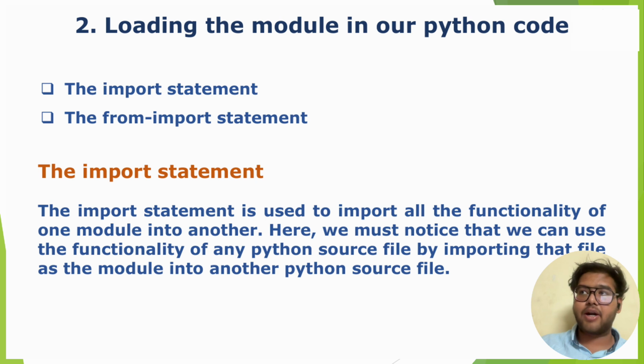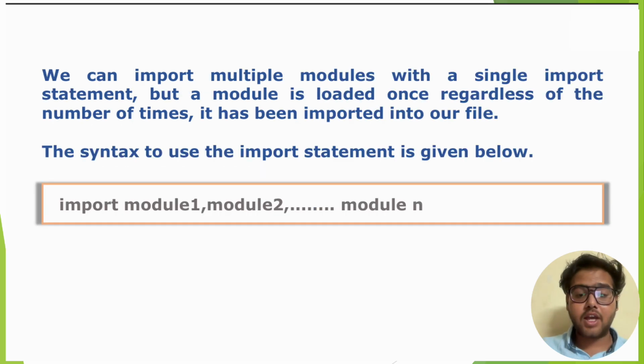Loading the module in our Python code. So we have two ways, the import statement and the from import statement. So what is the import statement? The import statement is used to import all the functionality of one module into another. Here we must notice that we can use the functionality of any Python source file by importing that file as a module into another Python source. We can also import multiple modules with a single import statement, but a module is loaded once regardless of the number of times it has been imported into our file.